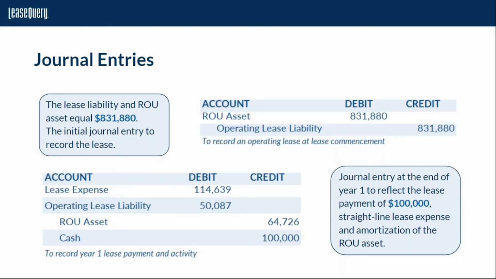And then from the amortization table, here are the journal entries for the lease. First, here is the initial recognition entry for the lease, which is going to put the lease liability and the right of use asset on the balance sheet at that $831,880 amount. And then you have the annual lease payments. We said that the first payment for the first year was $100,000. Your lease expense is going to be $114,000. And then you also have the corresponding decreases to the operating lease liability and the right of use asset.